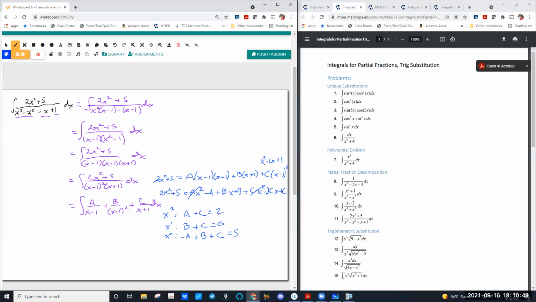So what I'm going to do is line these up so that they look a little bit cleaner. So I have 1A plus 0B plus 1C equals 2. I have 0A's plus 1B plus 1C equals 0. And I have minus 1A plus 1B plus 1C equals 5. We're going to use the calculator in a matrix to solve this one.